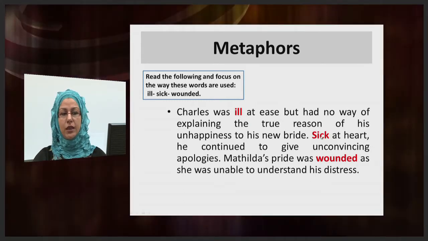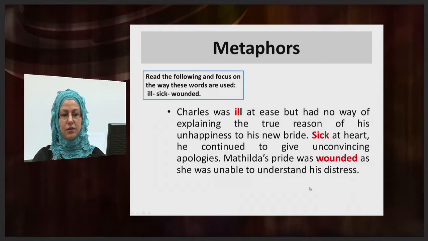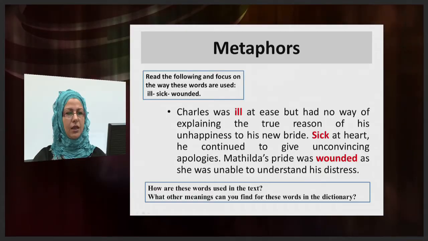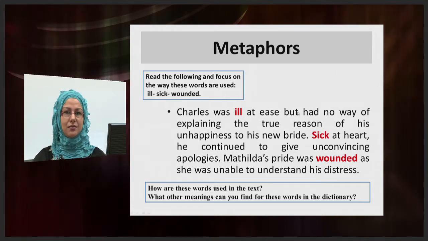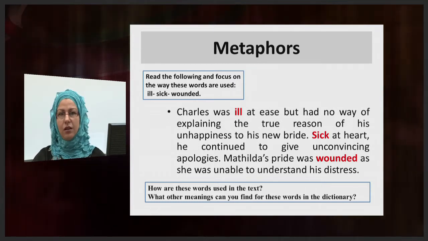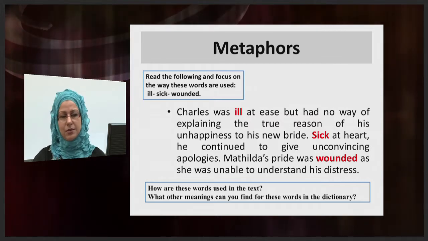Notice these three red highlighted words: ill, sick, and wounded. These are very familiar words. I guess you know their meanings. How are they used in this text? Does the meaning you could figure out here conform to the meaning that you already know? Charles was ill at ease. Is it the dictionary meaning, the simple meaning you already know? Someone who's ill, that is someone who doesn't feel well, who has some kind of sickness, disease?